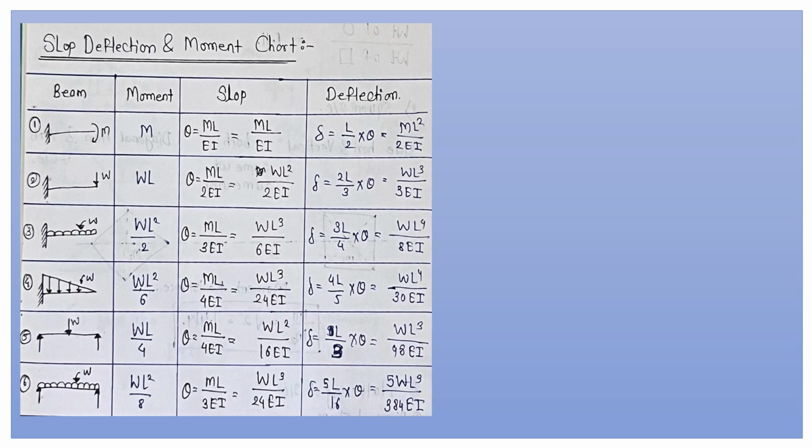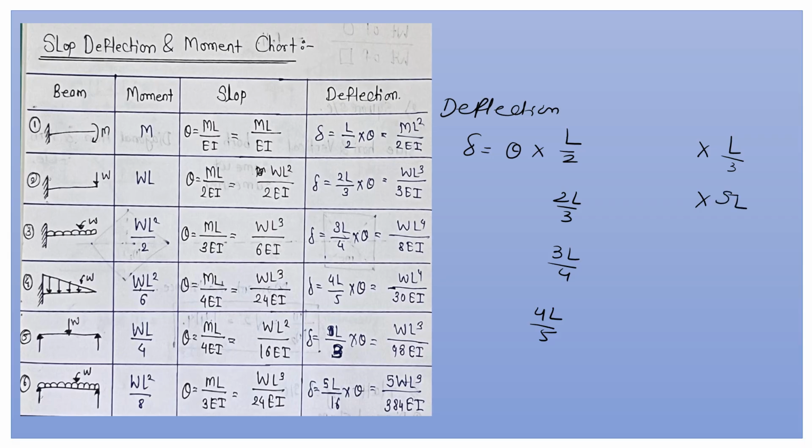And then next, in case of deflection, the values are: delta is deflection, theta is slope. Just multiply that theta with L by 2 for the first condition, then 2L by 3 for the second condition, 3L by 4 for the third condition, 4L by 5 for the fourth condition. Then for simply supported, multiply by L by 3. Then for the fifth or sixth condition, for UDL, multiply by 5L by 16.